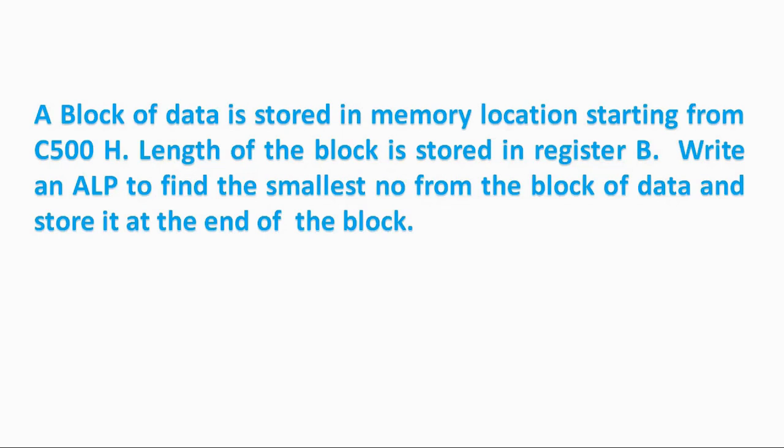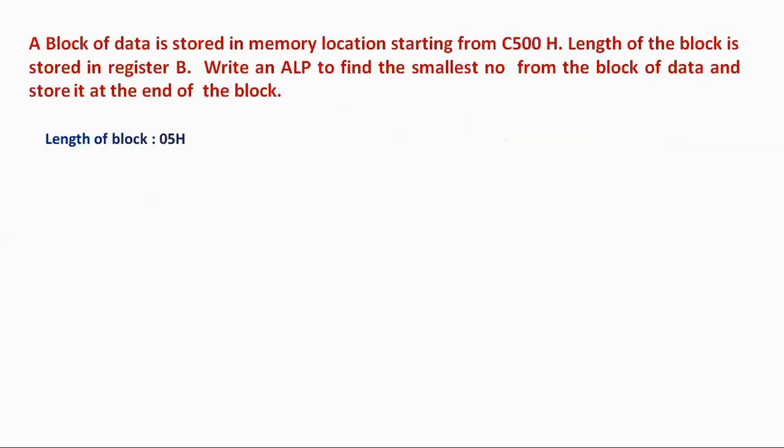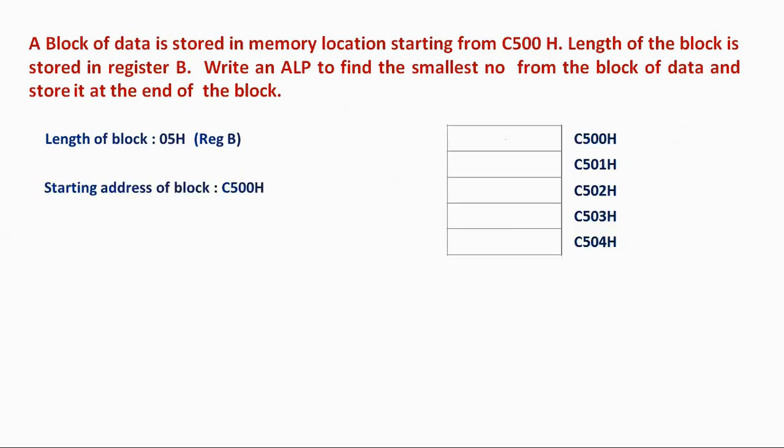So suppose the block size is 5, so we have to store that 5 into register B. So the length of the block is 5, so we are going to save this 5 into register B. And they have also given the starting address of the block. So if the starting address of the block is C500H, we have to consider 5 locations, that is C500H, C501H, C502H, C503H, and C504H.